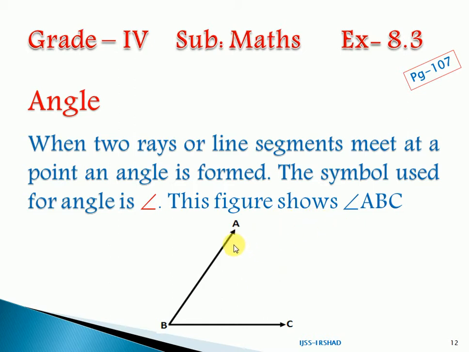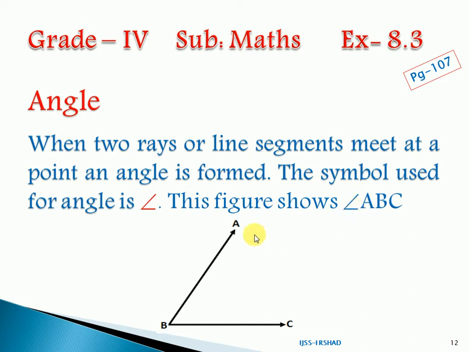See here two rays BA and BC meet each other at a point called B, and here they form an angle. So these are also called arms. Here two arms AB and BC meet each other at the point B, and the arc between these two arms I am showing with a pointer. You can see the arc, this arc is called the angle, and this is the symbol of angle.